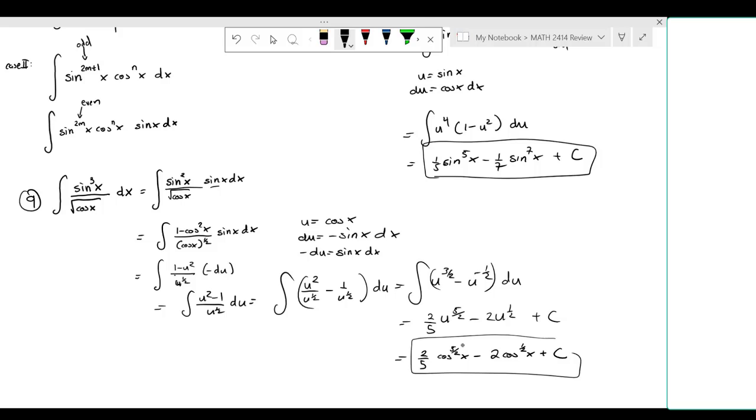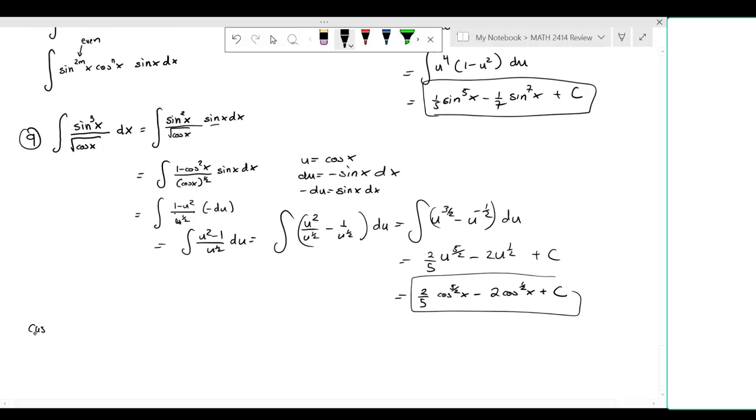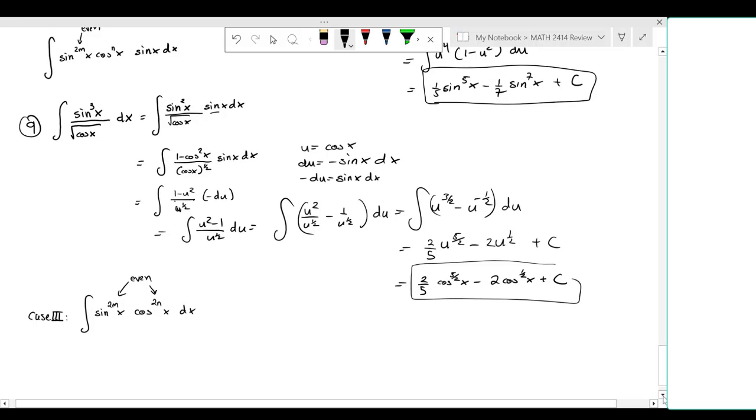And what's case 3? That would be where both powers for sine and cosine are even, right? So you get sine to an even power, cosine to an even power. So even. Okay, so we already mentioned this, but in those cases, you just have to apply, possibly many times, your power reducing identities.